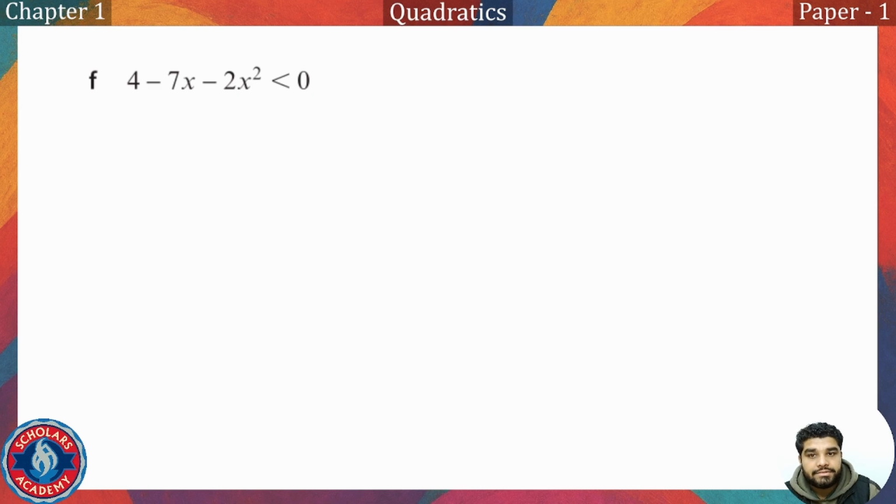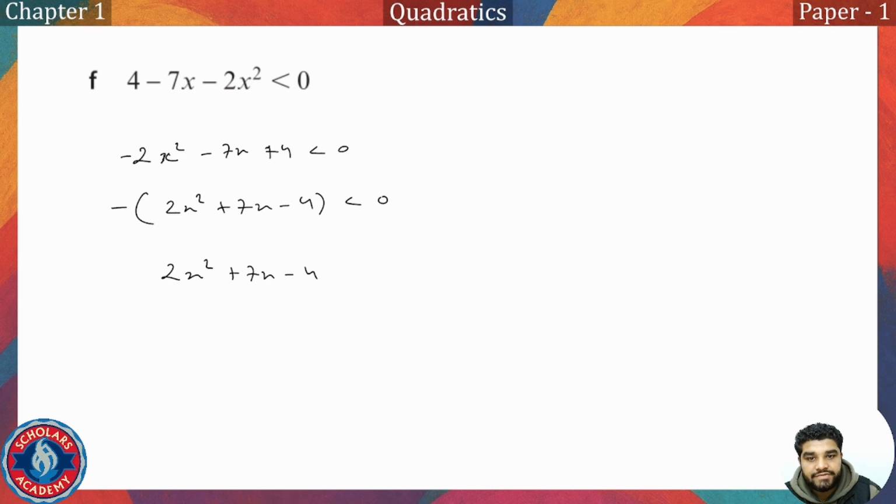All right. So we need to simplify it first. We have 2 minus 2x square, minus 7x, and plus 4 is less than 0. We need to take negative common on the left hand side. So it is negative 2x square plus 7x minus 4 is less than 0. If we multiply by negative on both sides, the inequality will change. 2x square plus 7x minus 4 is greater than 0. Now we can form factors.